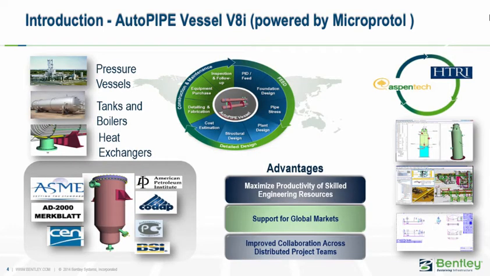AutoPIPE Vessel, powered by Microprotol, is a very powerful software that can design virtually any type of pressure vessel, air cooler, heat exchanger, and tank to most of the major global design codes like ASME, European, and British. One of the strengths is the ability to import thermal design data from HTRI, Aspen, ProSim, and Honeywell, as well as exporting to the major CAD software and plant design software like PDS, AutoCAD, SolidWorks, and MicroStation. The software is ideal for both EPC companies as well as equipment design and fabrication companies.